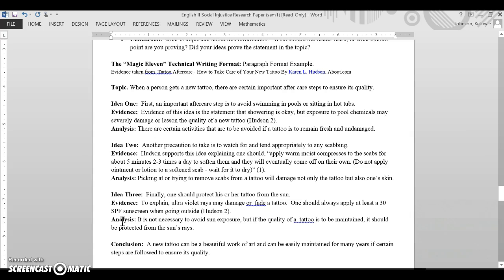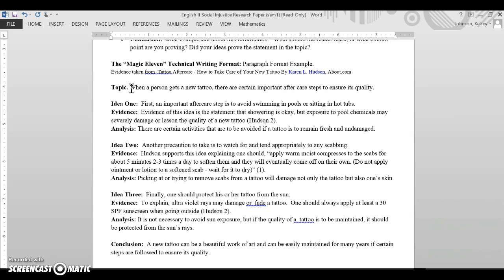And you'll notice this looks really similar to the Magic 11 work that we've been doing with our previous paper that we wrote and what we'll be doing with this research paper as well. So when I'm looking at this, the information that I want to find out of the tattoo article would relate to when a person gets a new tattoo, there are certain important steps to ensure its quality.